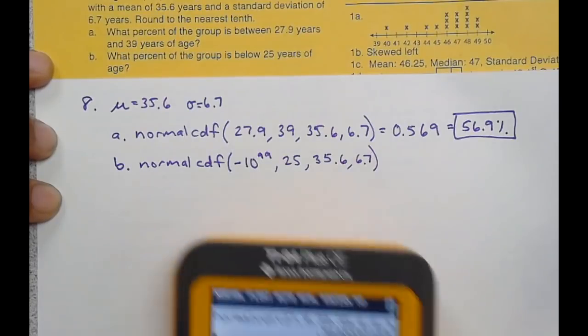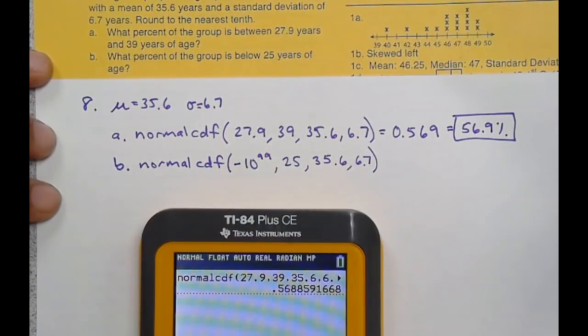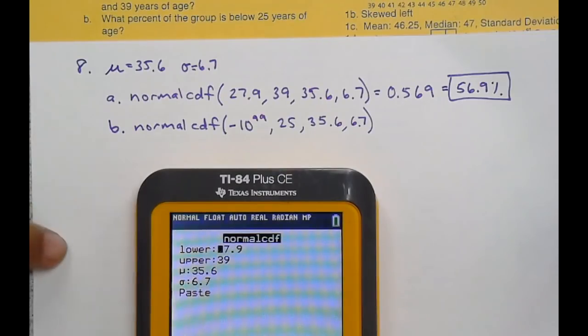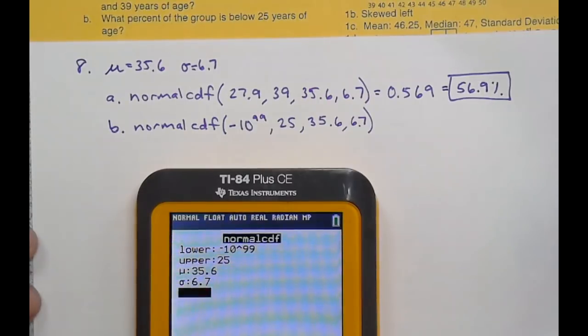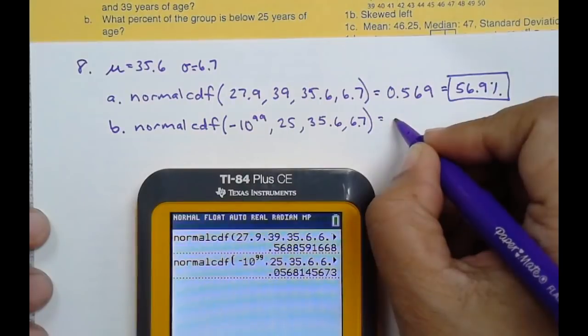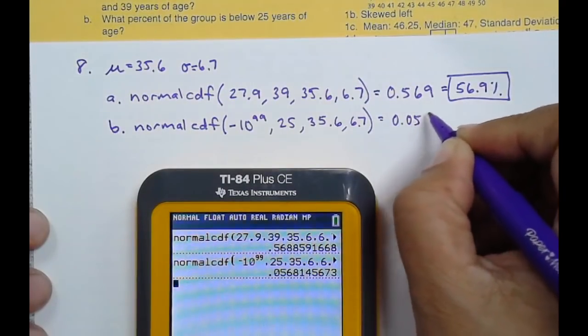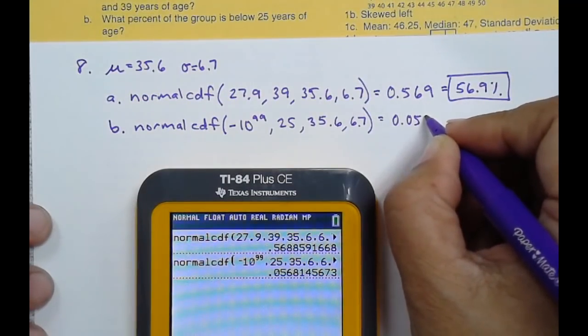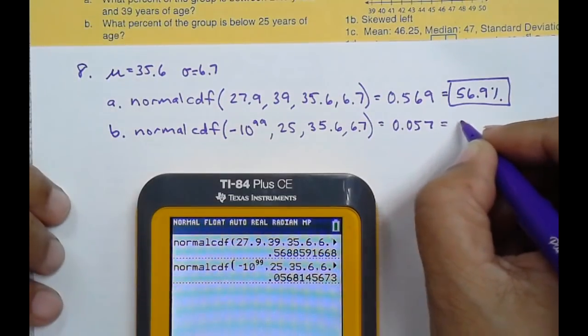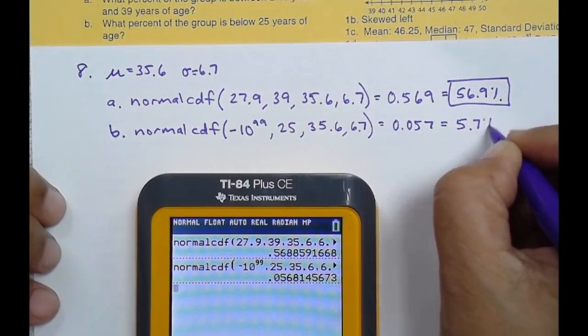And now we're going to change that in here. So don't forget to hit second, distribution, hit the number 2. And then we're going to change this to say negative 10 to the 99. And then we want this to be 25. All right, so now we can paste this all and hit enter. So we get 0.057. And then this also, again, is asking what percent. So I'm going to change that to percent as 5.7%.